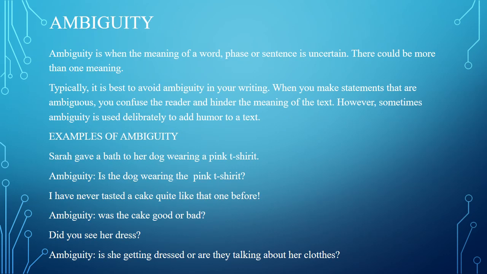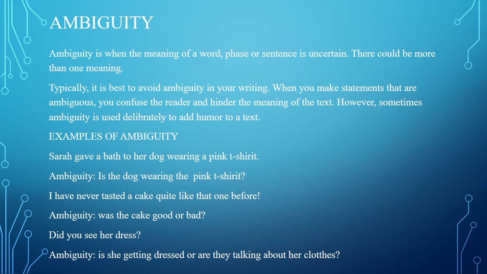Ambiguity. It is when the meaning of a word, phrase, or sentence is uncertain. There could be more than one meaning. Typically, it is best to avoid ambiguity in your writing. When you make statements that are ambiguous, you confuse the reader and hinder the meaning of the text. However, sometimes ambiguity is used deliberately to add humor to a text.